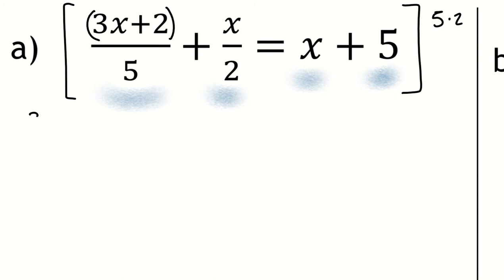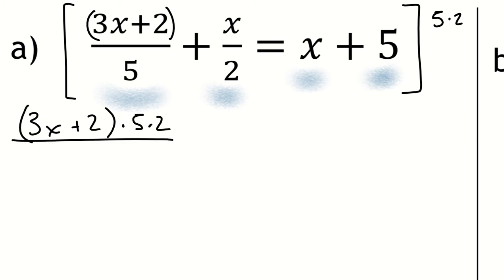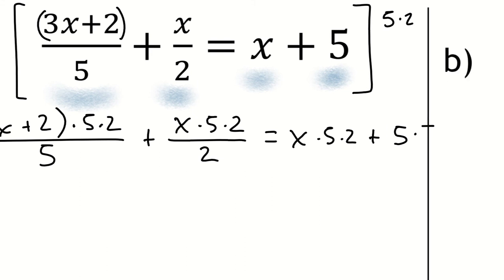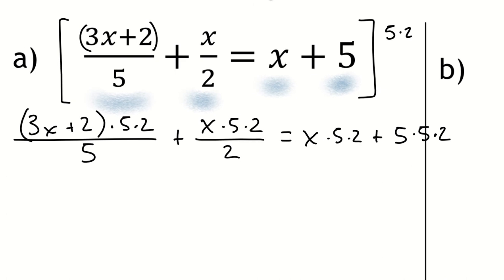So visually, I think it's nice to write this out at least one step. I've got 3x plus 2, multiplied by 5 times 2, all over 5, plus the x times 5 times 2, all over 2, and that's going to equal x times 5 times 2 plus the 5, times a 5 times a 2. If you look closely, every single one of these terms picked up factors of 5 and 2.